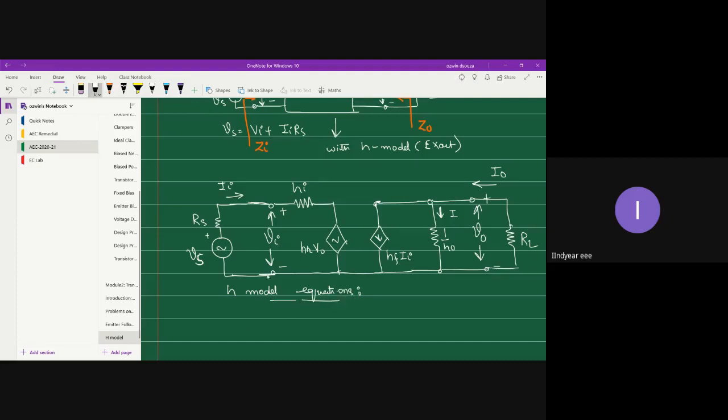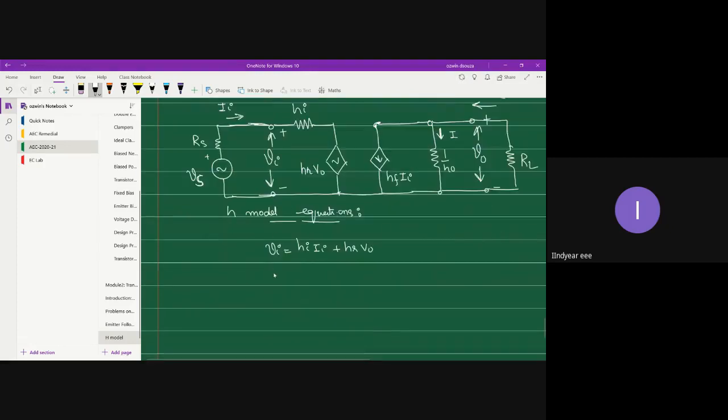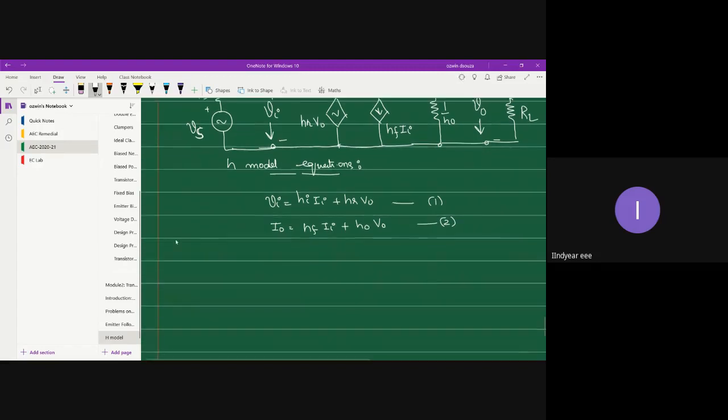So the H model equations are: Vi is equal to Hi II plus HR V naught, say equation 1. And then we have I naught, which is HF II plus H naught into V naught, say equation 2. Okay, so what we will do, first let us find out current gain.